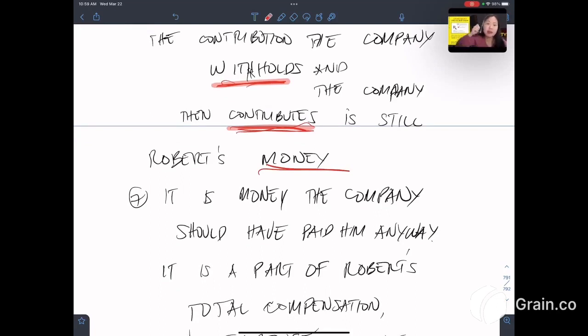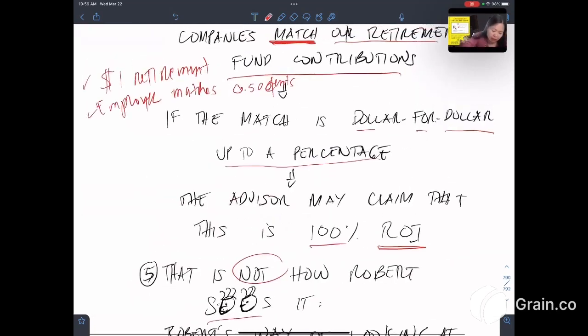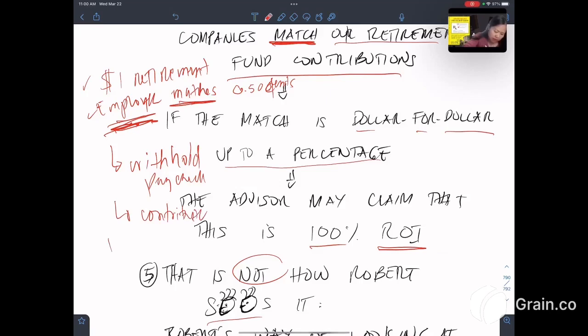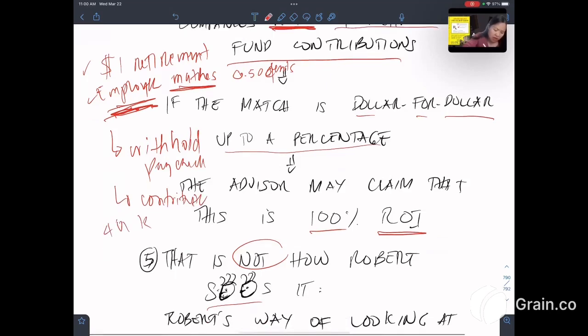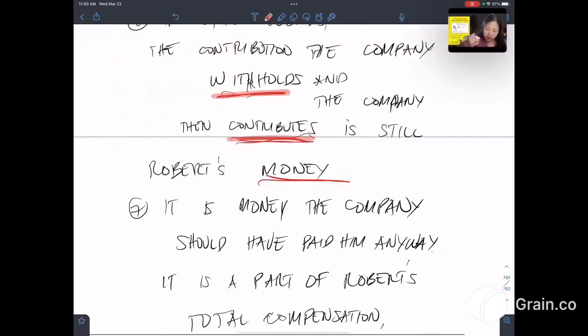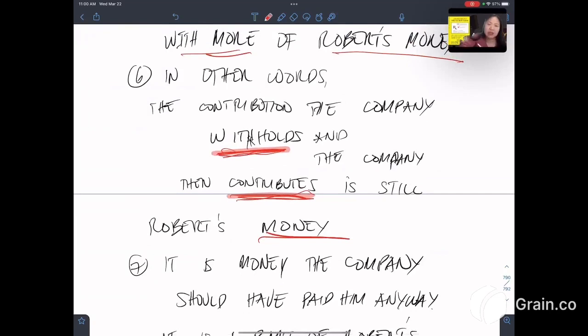So what Robert is saying is that the money you think the company is matching, that the company is matching from the employer, he said no, that is actually not the case. The employer withholds this from your paycheck and then contributes it to your retirement account, to your 401k. So it is actually your money that was just withheld by the company. This is what he is saying.